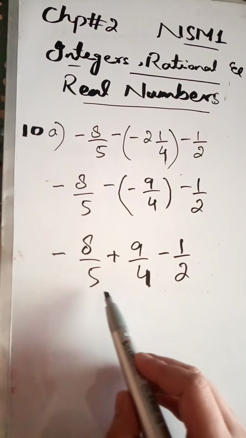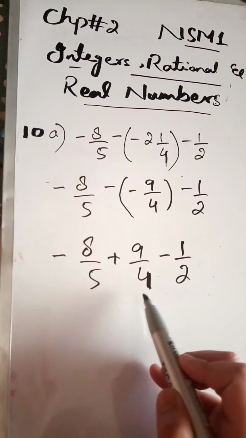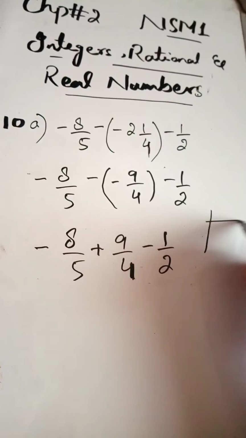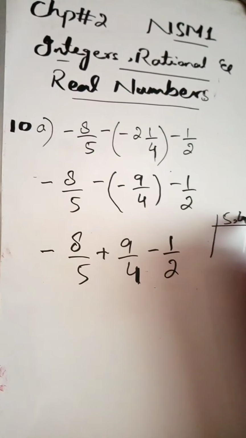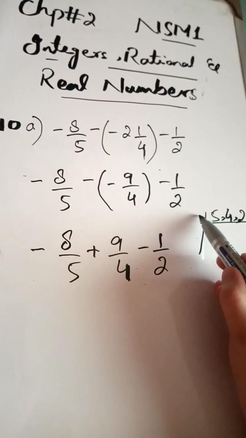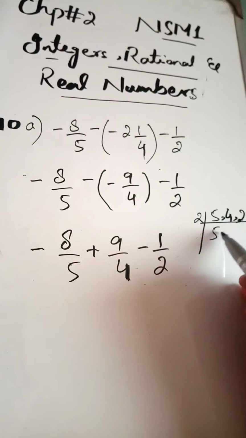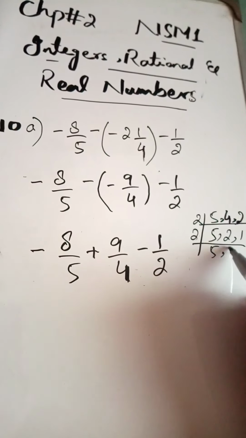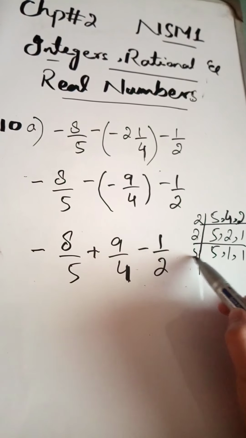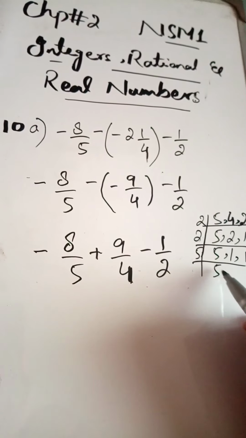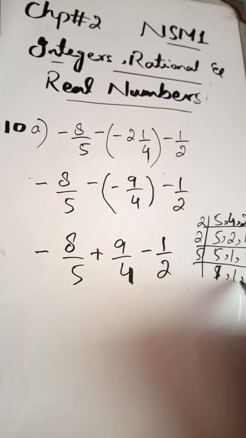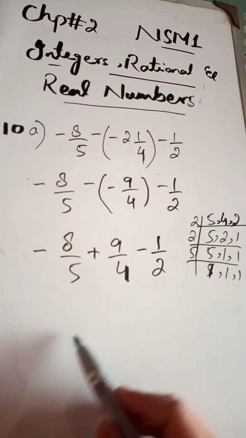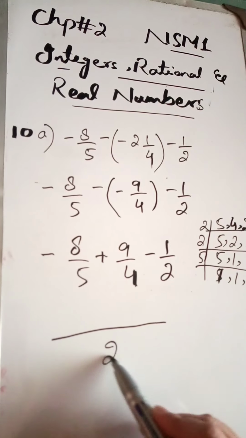Now in this step, we will take the LCM of 5, 4 and 2. 2 2s are 4, 2 1s are 2. 2 1s are 2, and then 5 is a prime number, 5 1s are 5. So we have the factors of this. 2 2s are 4 and 4 5s are 20. Here we have the LCM 20.